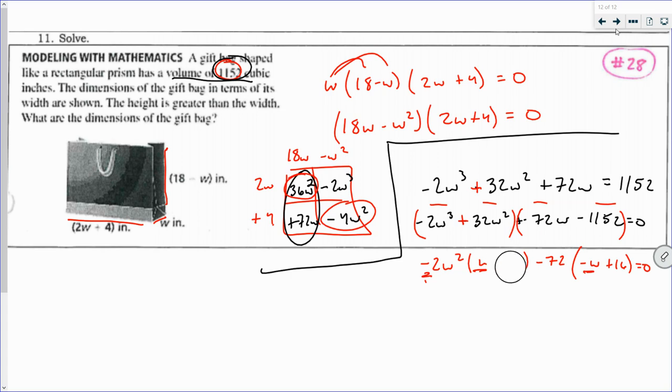Okay. So from there, I can make this w minus 16. And if I pull out negative w minus 16, then over here on this parentheses, I can just pull out a positive 72 and have w minus 16. And now we're on our way. So this comes out front. And then this is negative 2w squared plus 72.